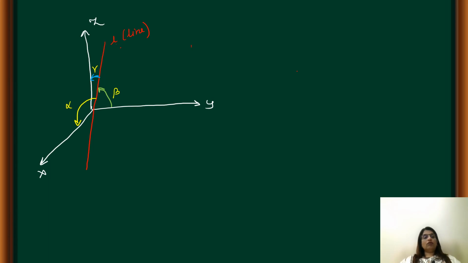So we also know that the direction cosines of this line are, what are the direction cosines of this line? Direction cosines are cos alpha, cos beta and cos gamma, correct? Yes, they are absolutely the same as vectors.